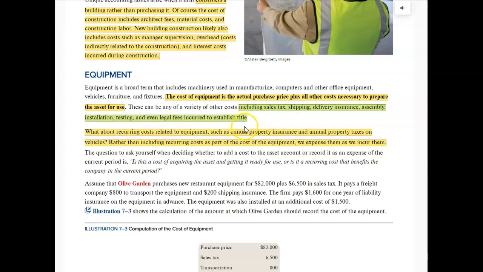So just like the other two, land and buildings, when you buy equipment, usually you're paying for more than just the actual list price of the equipment. You have all these other costs, and they will be included in the cost of the equipment. Now, after you buy the equipment, any cost like property insurance, annual property taxes, repairs and maintenance, all that is expensed. It's not included as part of the cost of the equipment.